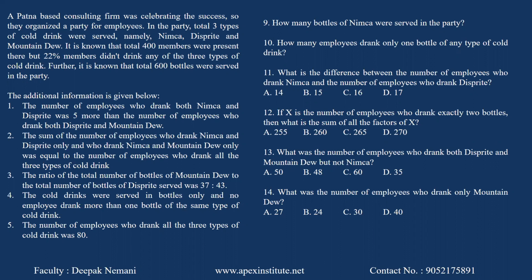If you observe: how many bottles of Nimca were served in the party, how many employees drank only 1 bottle, what is the difference between the number of employees who drank Nimca and the number who drank Sprite. There is no question on finding the maximum or minimum number of persons or bottles. So this is a closed set, because you are asked to find definite values, which I consider to be a doable question from Venn diagrams.